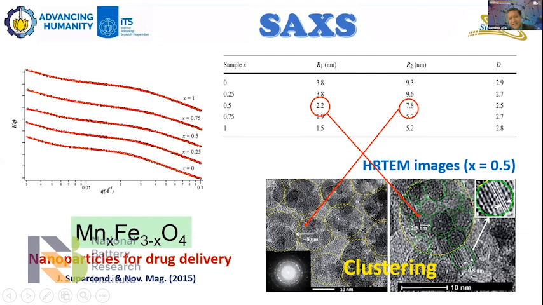So we can take this figure that 2.2 is the primary particle, and then 7.8, or around 8 nanometers, is a clustering, a group of primary particles. Our sample is a powder, so this is the clustering or aggregation of the particles. Okay, this is from the SANS study.